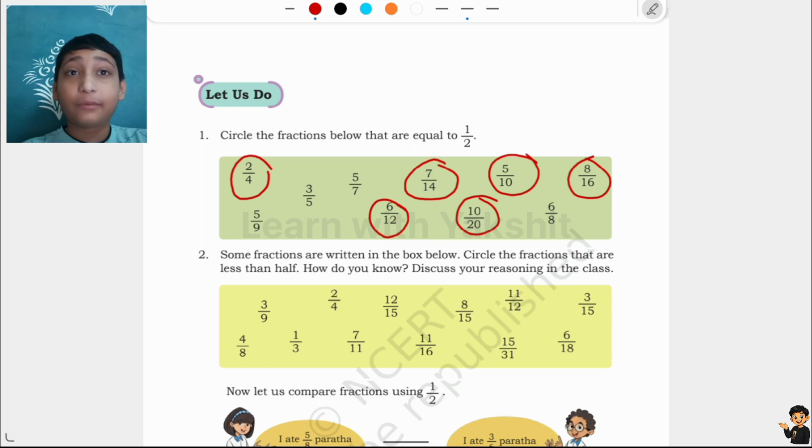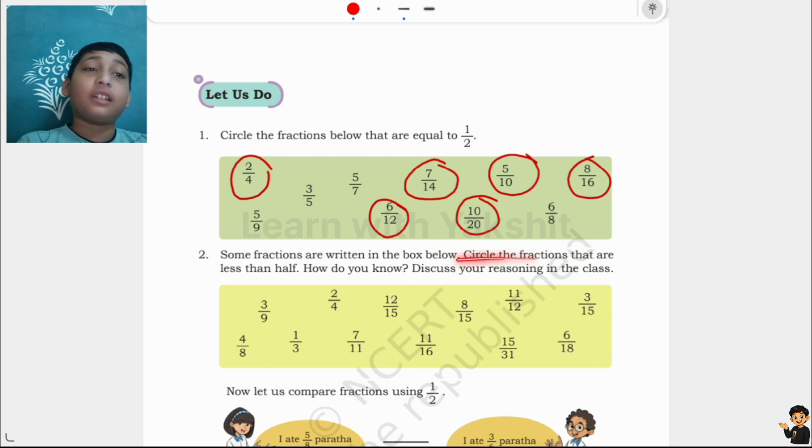Now we have to do the second question. 2. Some fractions are written in the box below. Circle the fractions that are less than half. How do you know? Discuss the reasonings in the class. Now we will count these odd numbers.